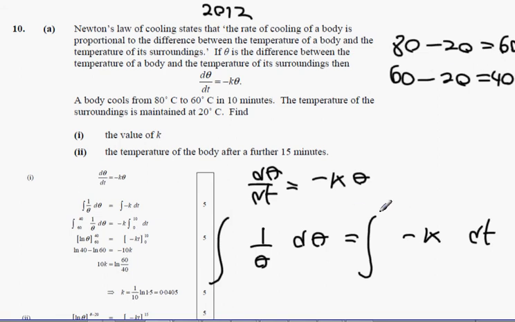So for instance, 10 and 0, okay? After 10 minutes, its temperature is 60, okay? But we don't use 60 as the upper limit because it's defined as the difference. So technically the top limit is 40. And to begin with, you're at 80 degrees, but 80 degrees is 60 above the surroundings. So that's why we have our 40 and 60. That's your first 10 marks, right there, once you successfully integrate.